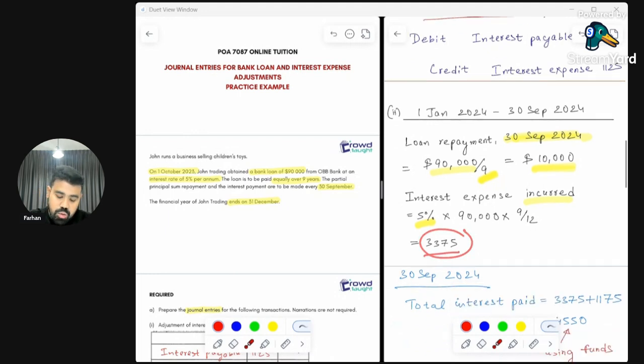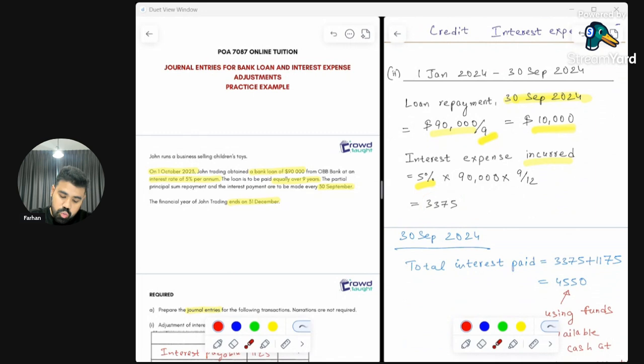All right. Now, at 30 September 2024, we know we are making the payment for loan and also interest. So we have already looked into how much we are paying for loan, which was $10,000. But how much are we going to pay for interest expense at 30 September 2024? We will pay the $3,375, which is for the first 9 months of 2024, plus, if you recall, we started the year with an opening balance of $1,125 for interest payable from the previous year, right? Which are for the 3 months of October, November, and December 2023, right? So these two together will be paid at 30 September 2024.